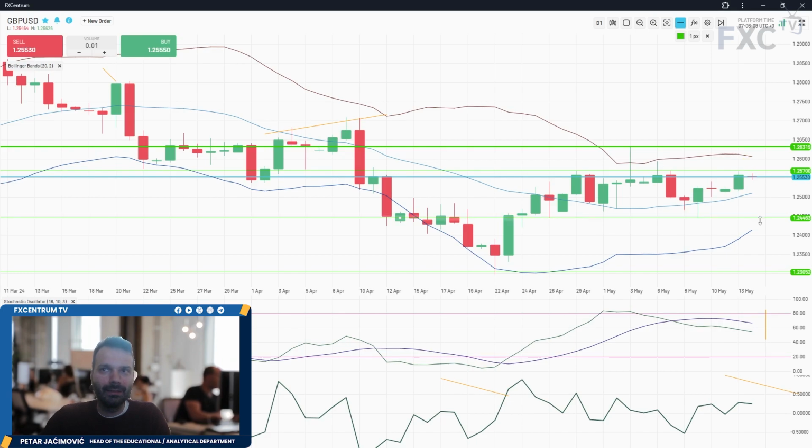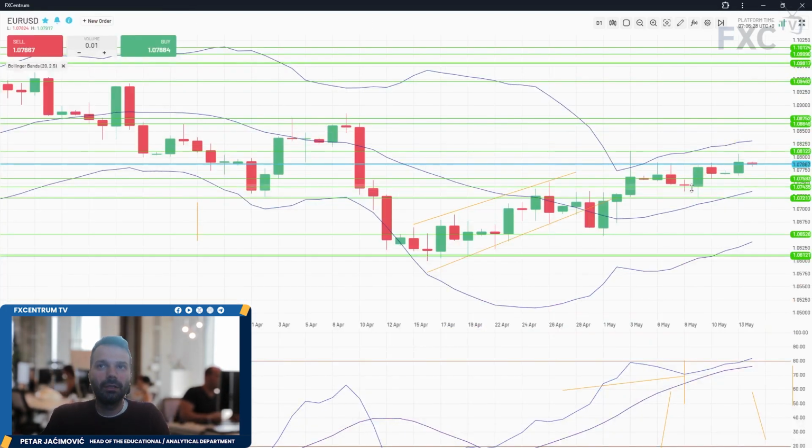So the breakout of 1.2445 can be a good sign for the retest of 1.2300. From the other side, if the market can break 1.2630 and hold above, there will be a chance for the retest of this 1.2700 mark.